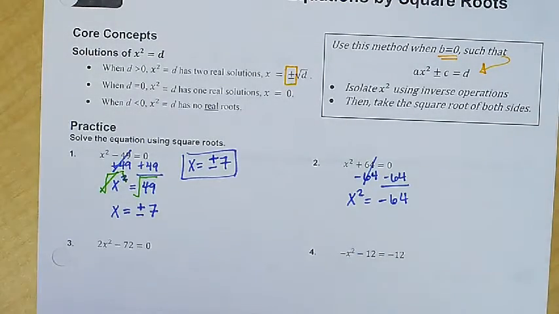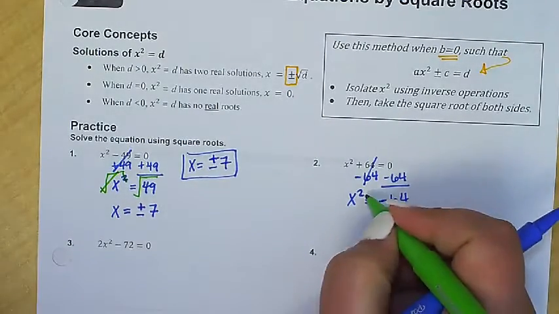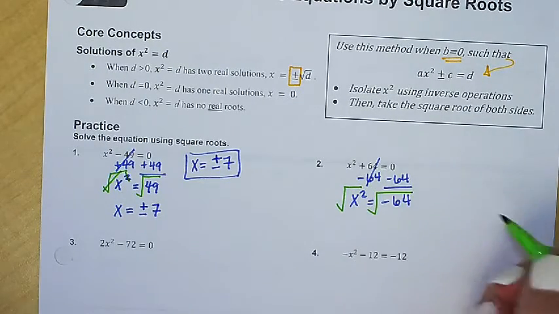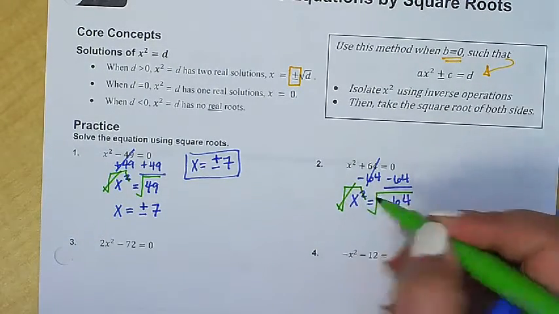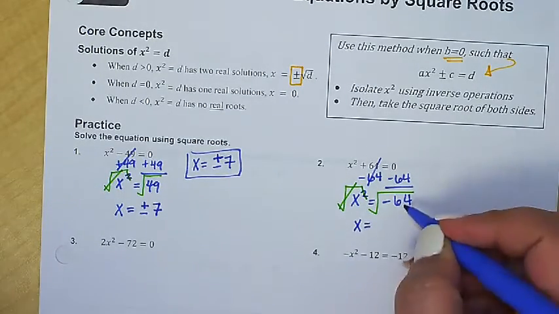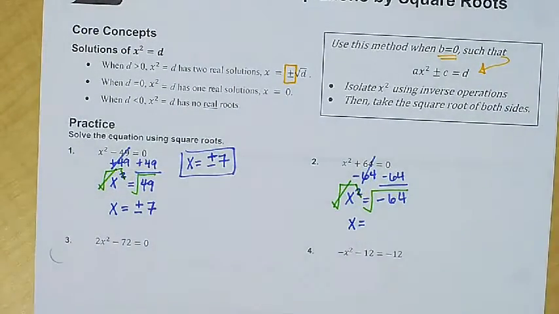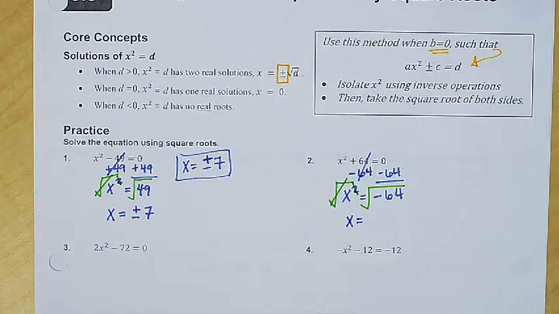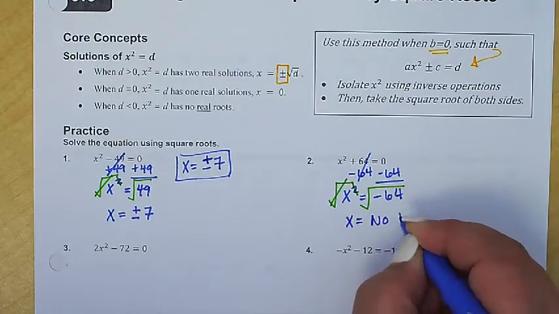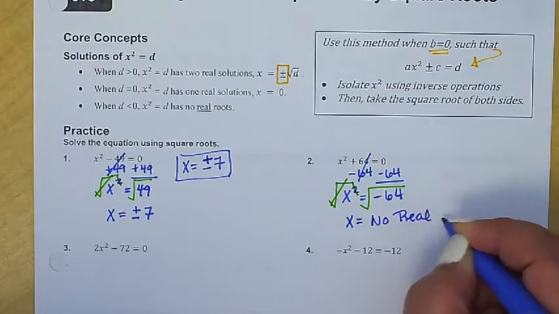And then we have to get rid of the power, so we do the opposite, which is that root. Take the square root of both sides. That cancels that. We get x. However, even though 64 is looking really great, can I take the square root of a negative number? Nope. So this is actually no real solutions. So no real solution.